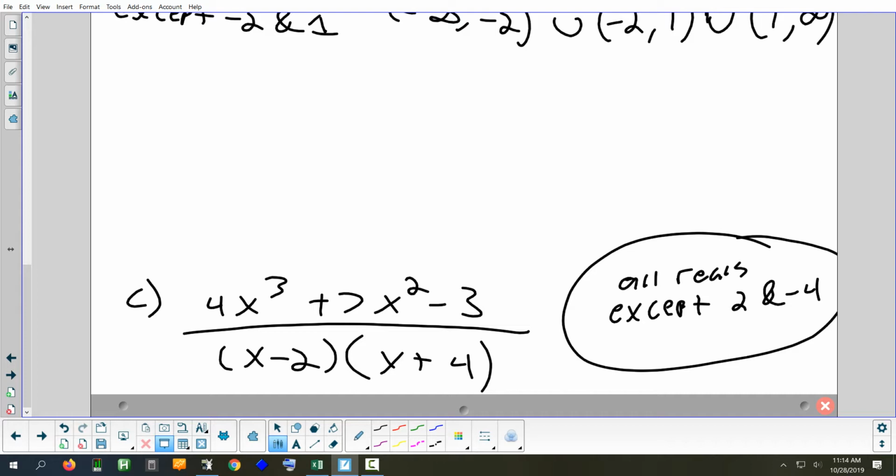Okay, so just a little practice finding the domain, and that's also going to come in handy for finding something else in a little bit. Any questions on that one?